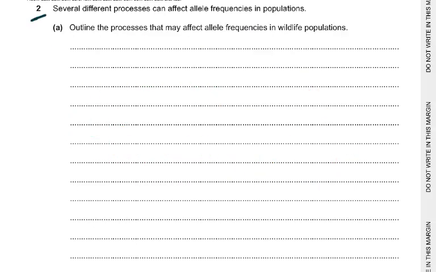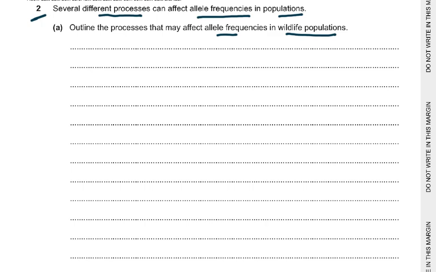Now, coming to question number 2, this is a very direct question, and either you know it and you should give me all the points in point form. Please don't write long paragraphs which don't make any sense. It says several different processes can affect allele frequency in populations. Outline the processes that may affect allele frequency in wildlife populations.